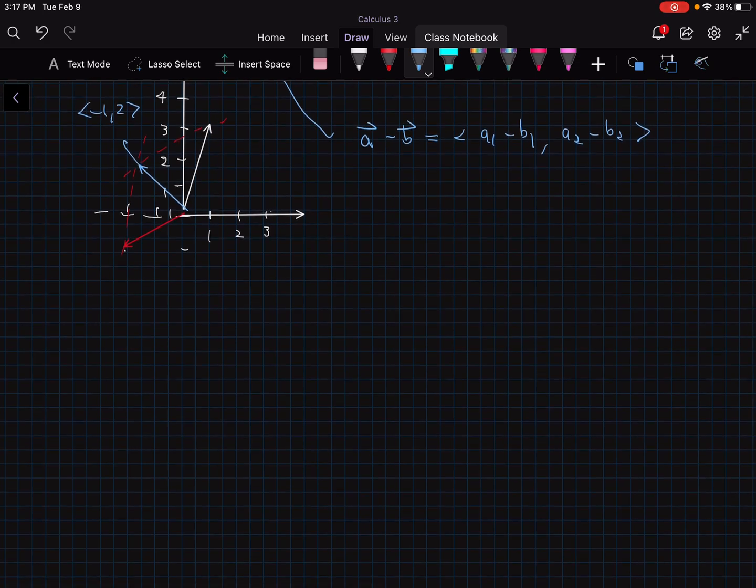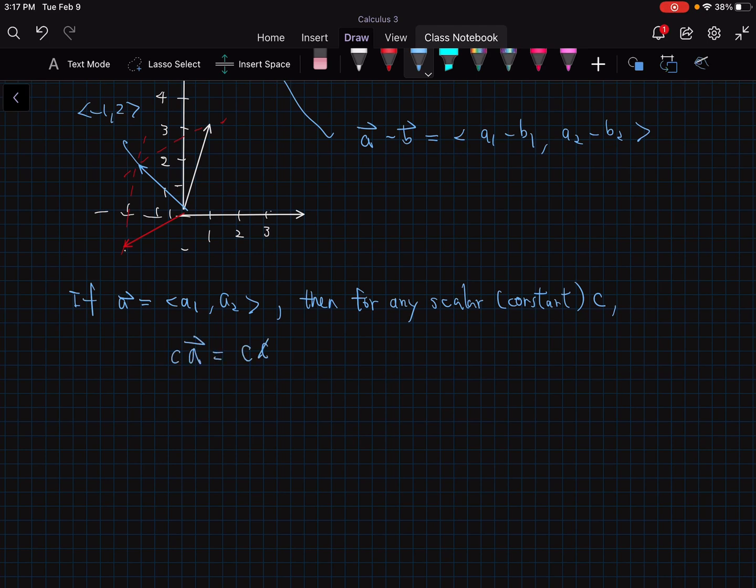And also for scalar multiplication, if A equals (A1, A2), then for any scalar or constant we'll call C, C times A equals simply (C times A1, C times A2). We can distribute it to either component. It simply magnifies or shrinks this vector: (CA1, CA2).